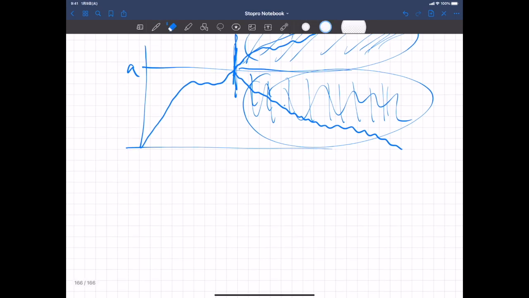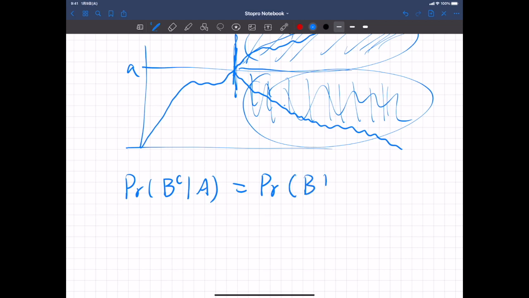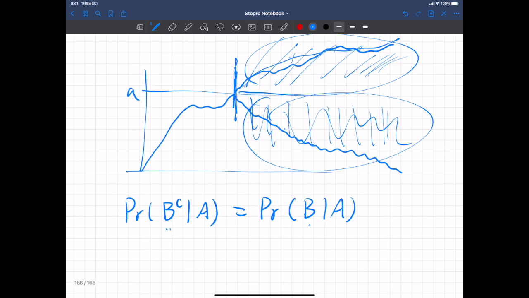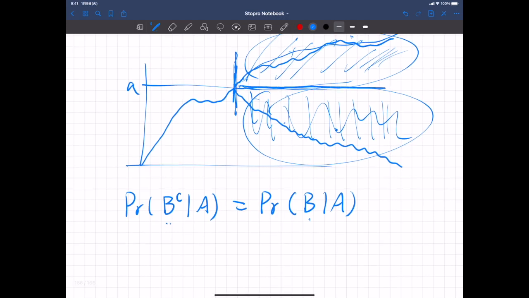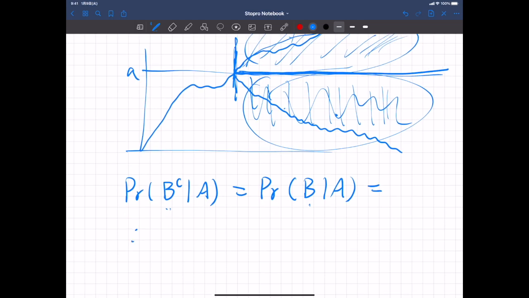So that means the probability of B complement given A should be equal to the probability of B given A. But B and B complement together form the universe, right? So there are no other possibilities. The Brownian motion is either above this point or below this point, and there's nothing else. And of course, we can safely ignore that the Brownian motion is exactly at a. So that means this probability should be equal to 1/2.